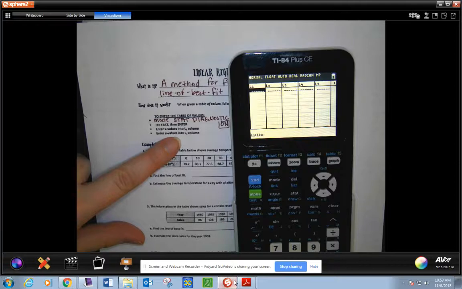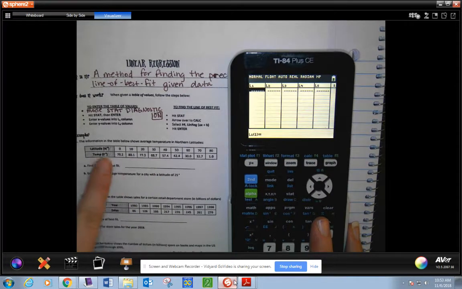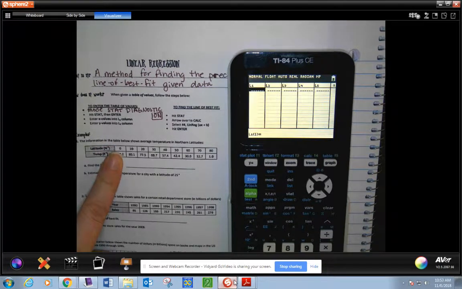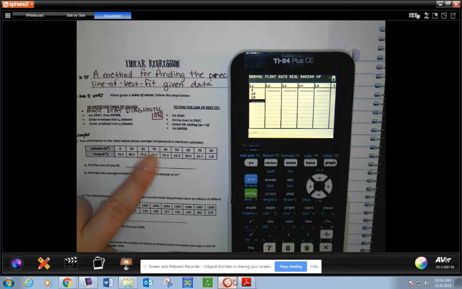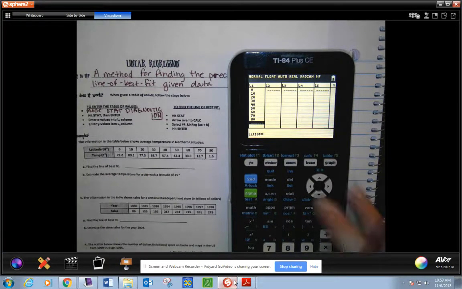Once you've checked that, in your L1 you're going to take this table and put in all the X values. The X values are your latitude. So you're going to type 0, enter, 10, enter, 20, 30, 40, 50, 60, 70, 80, and you must hit enter after every number.